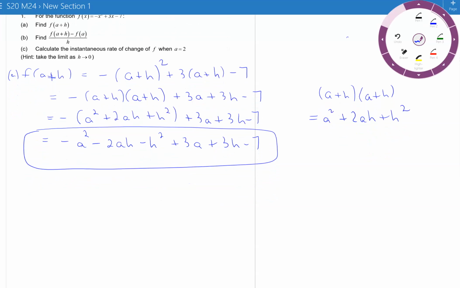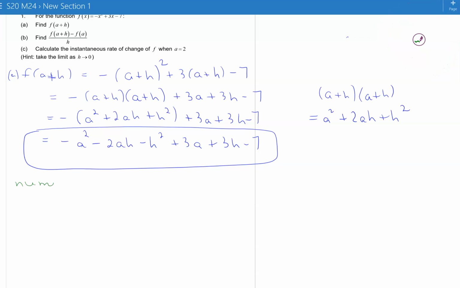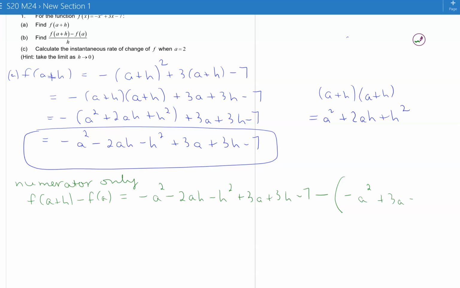Then I leave it up to you how you want to do this exactly, but I've been showing people to do the numerator only. And so that's the f of a plus h minus f of a part. So that's copy f of a plus h, and then subtract off f of a, which is minus a squared plus 3a minus 7.